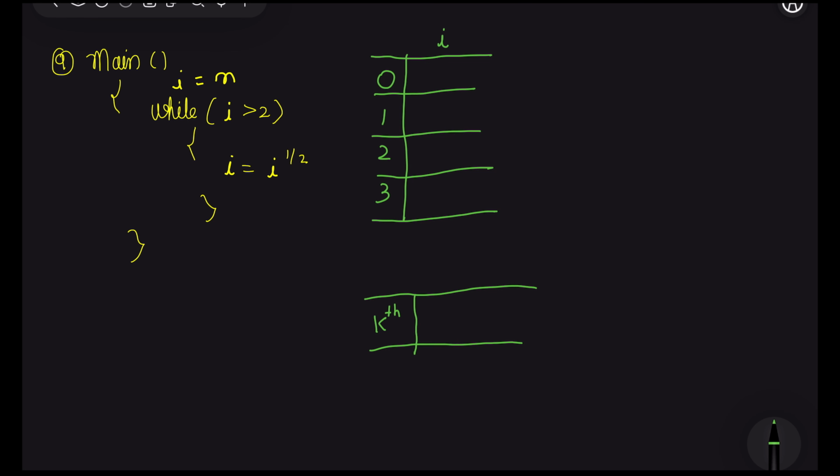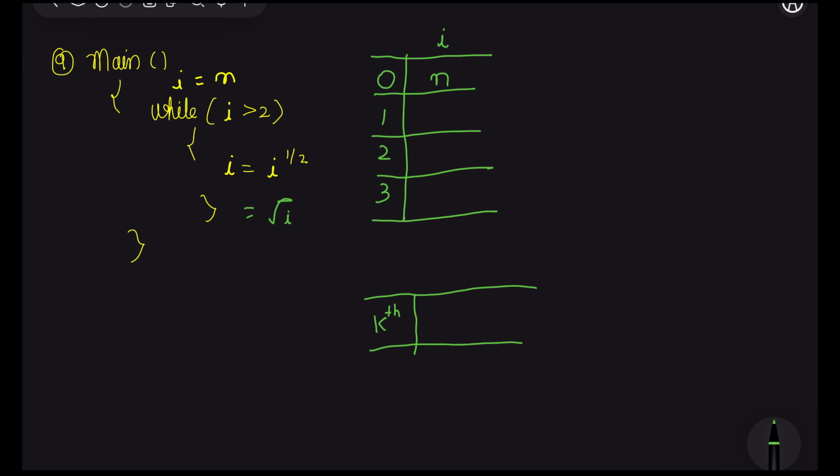n, and inside the while loop the termination condition is i should be greater than 2. When the termination condition is false, the loop will terminate, so i should be greater than 2 always. And the increment condition is i equal to i to the power 1 by 2, which is also written as i equal to under root i, so 1 by 2 is root.